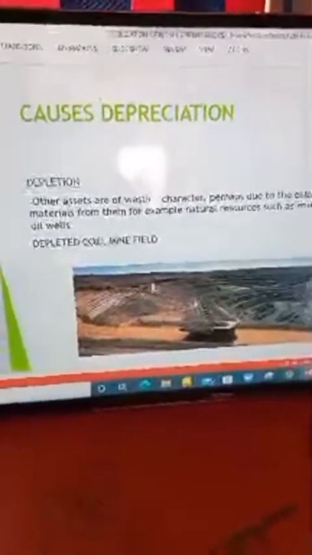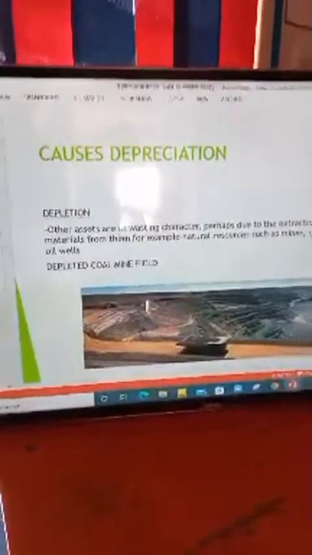And then a question will come. Final example: state any 5 causes of depreciation. Is that going to be difficult?